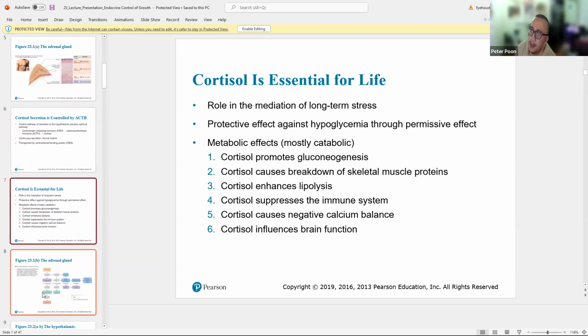So cortisol is essential for life. It plays a role in the mediation of long-term stress, so make sure you understand the difference between long-term stress and short-term stress. It has a protective effect against hypoglycemia through the permissive effect of glucagon.